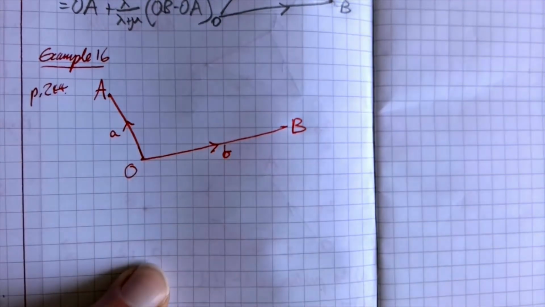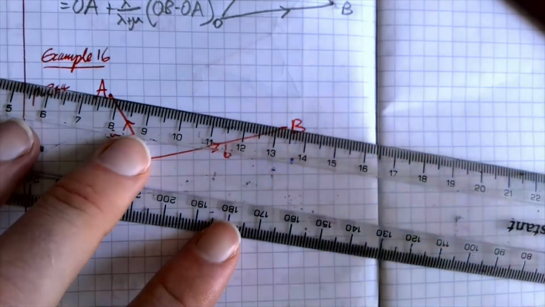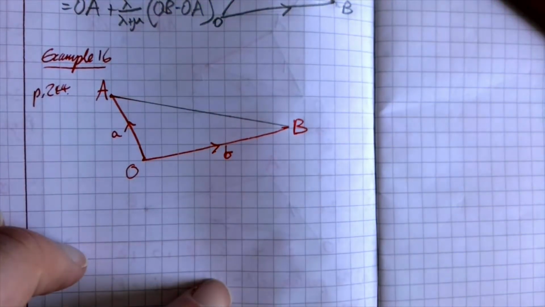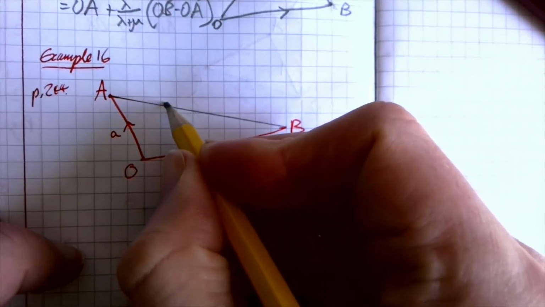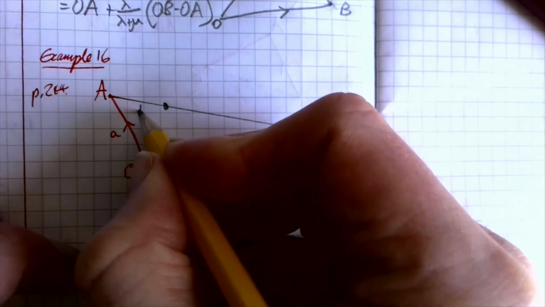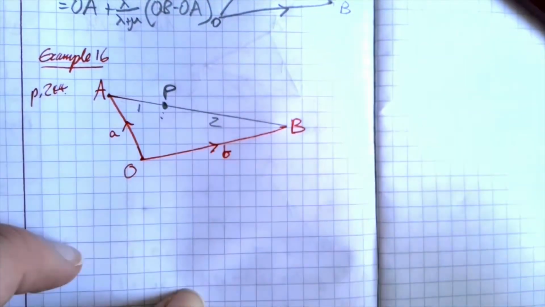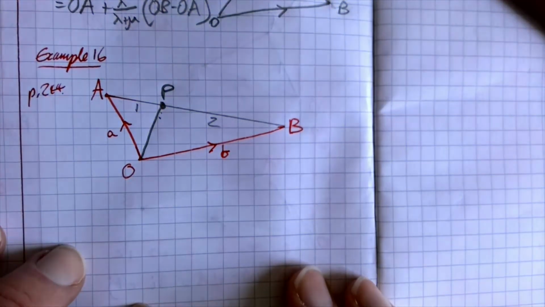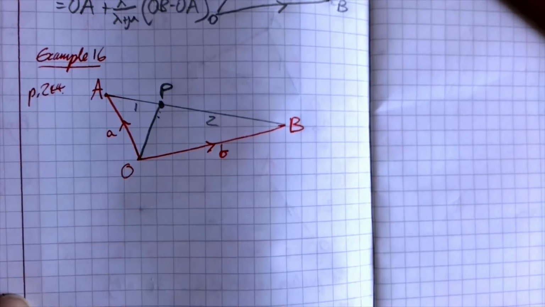And then what it's saying is, if I'm looking at the line going from A to B, point P is such that it divides the line AB in the ratio 1 to 2. So that is 1 part to 2 parts there, and that is P. And then it pops a little line down there. And what it wants to know is what is the position vector of P.